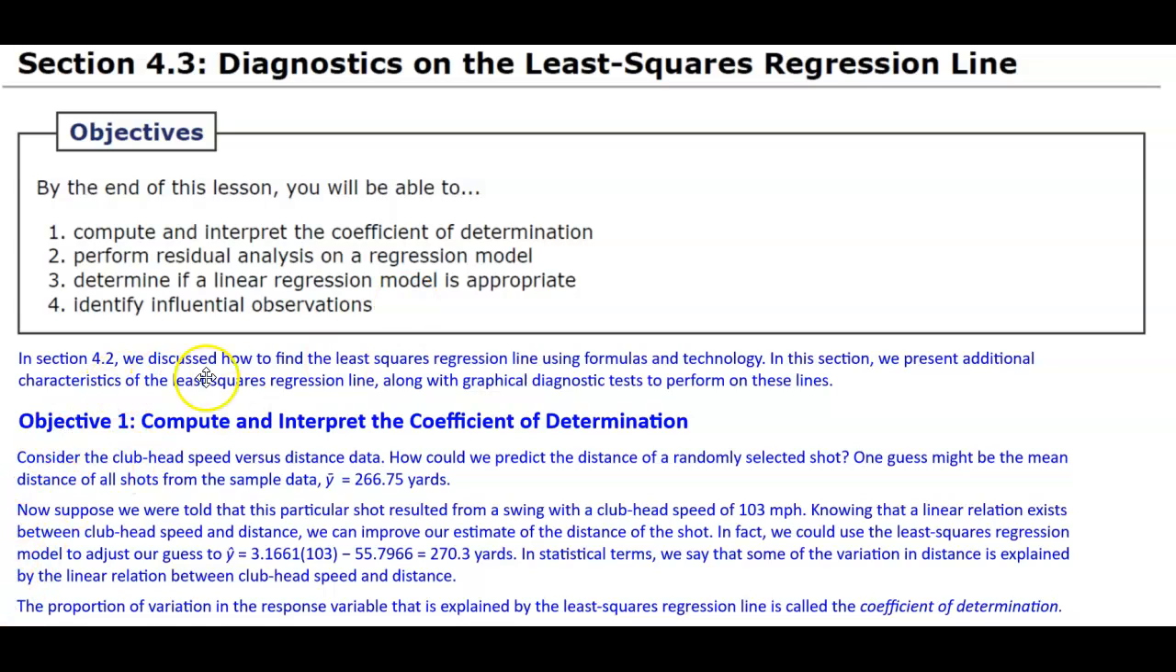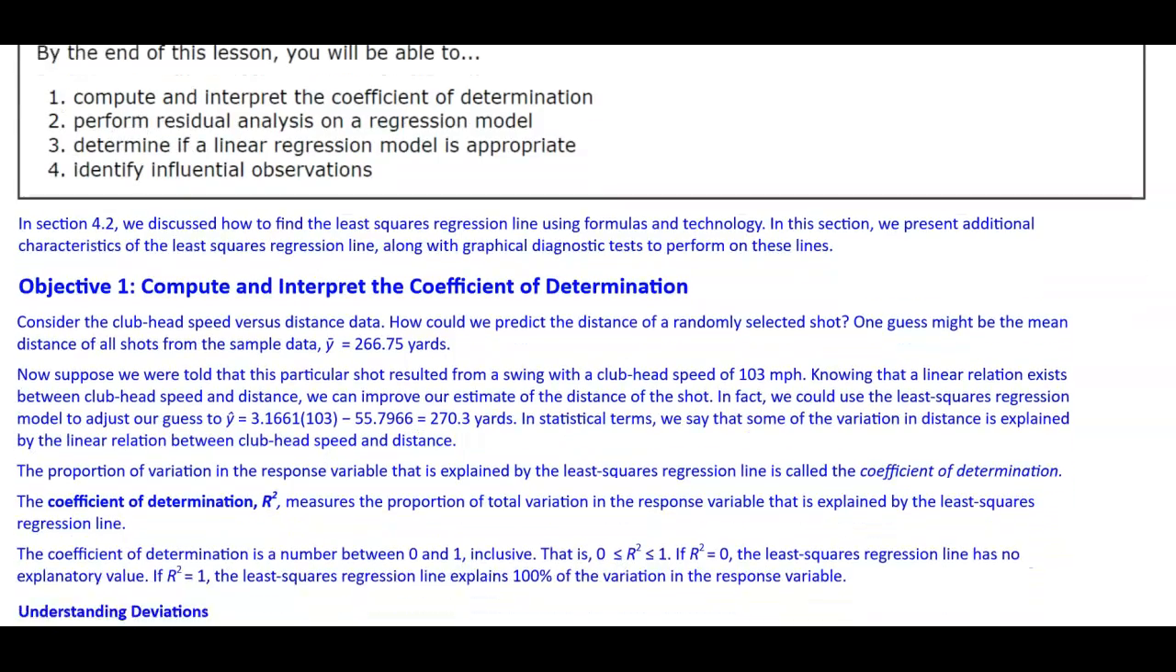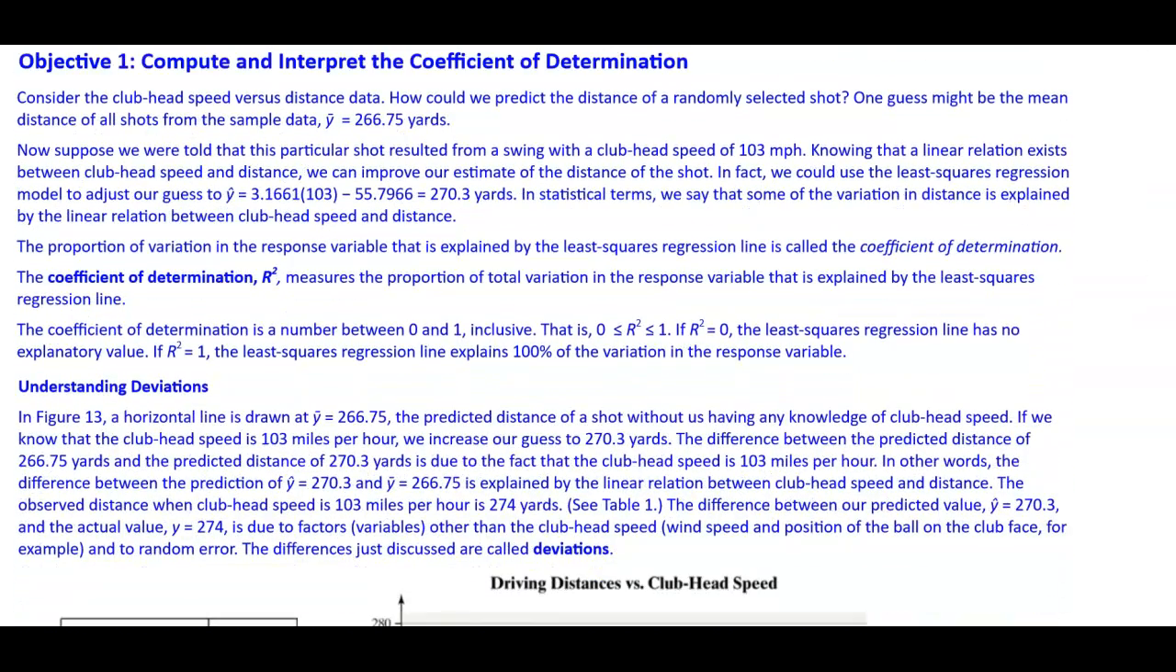In section 4.2, we discussed how to find the least squares regression line using formulas and technology. In this section, we present additional characteristics of the least squares regression line, along with graphical diagnostic tests to perform on these lines. Objective 1. We want to be able to compute and interpret the coefficient of determination.